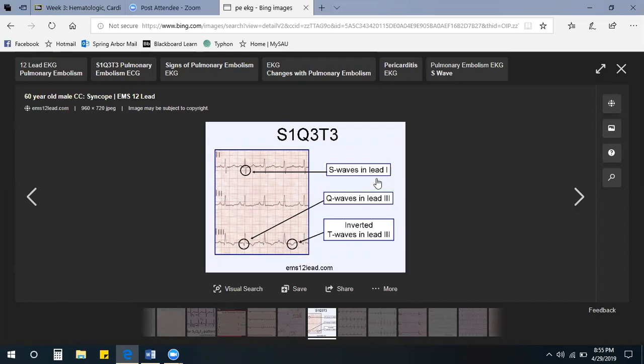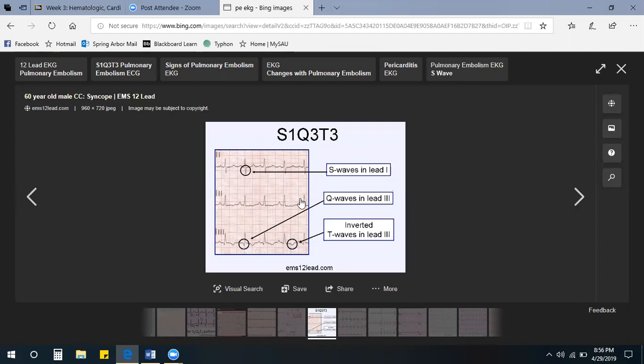But you'll see S waves in lead 1. You can see this negative deflection here on the S wave. You'll have a really deep S wave in lead 1. And then when you look at lead 3, you'll have a Q wave. Sometimes it's okay to have a small Q wave, but for the most part, Q waves are not normal. You see the Q wave circled here, and then you'll also have inverted T waves in lead 3.